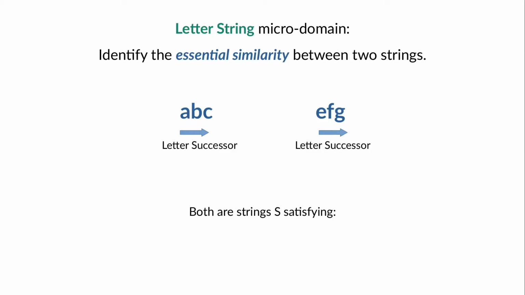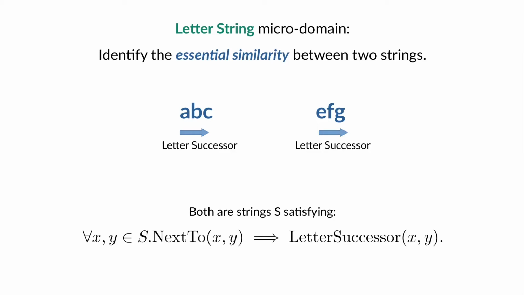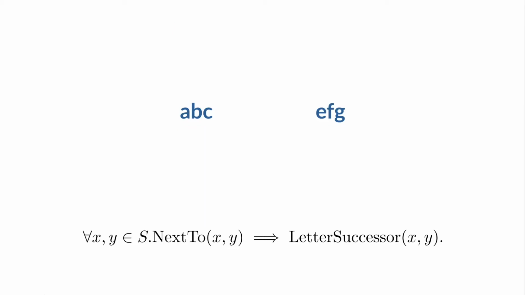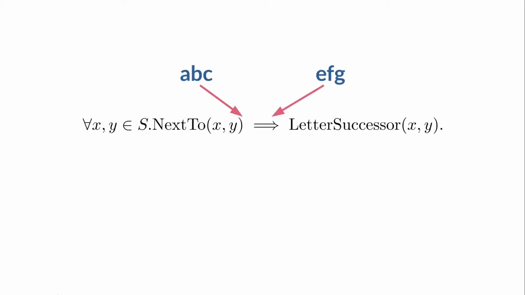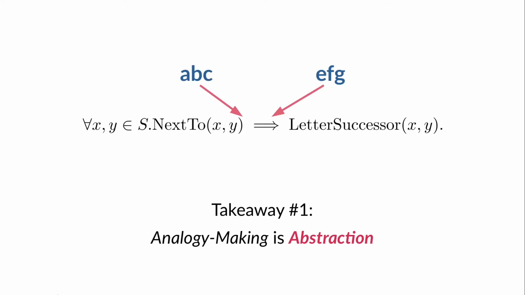We can describe this essential similarity in a first-order logic notation like so, where we say that any two letters in the string are successors if they're next to each other. If we zoom out a bit, what we can see is that this process of identifying essential similarities is actually a process of abstraction. From two examples, we've identified a core that they both share. So the first takeaway we get from this microdomain is that we can think of analogy making as abstraction.